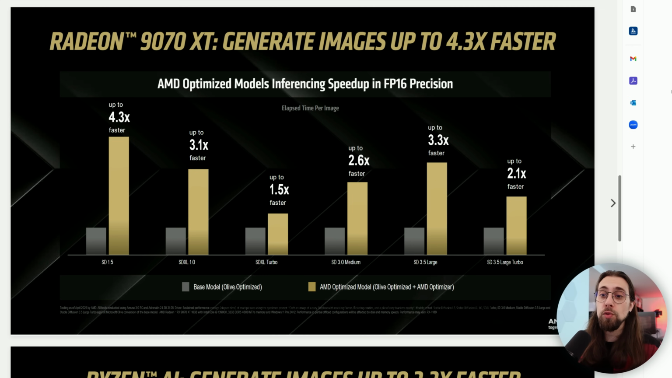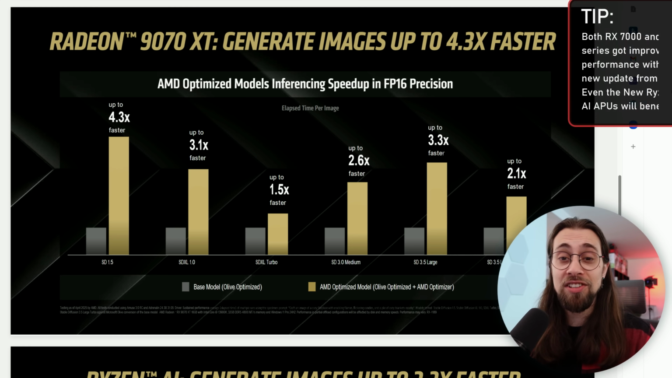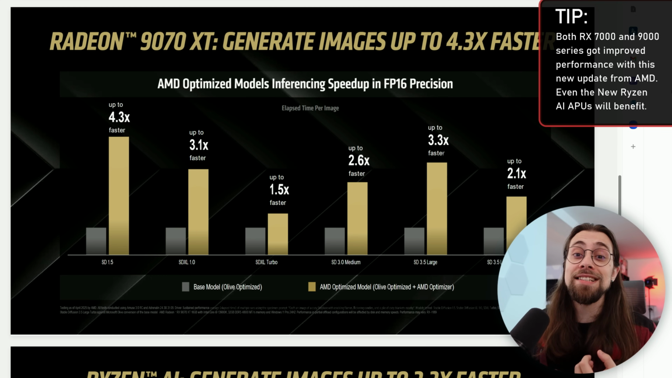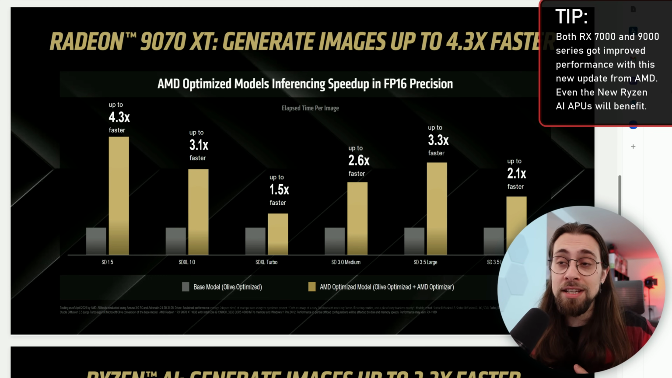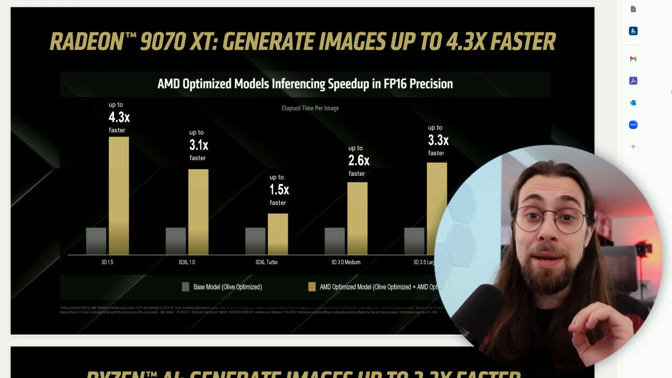For example, in Stable Diffusion 1.5 and Stable Diffusion XL 1.0, 3.1 times faster, up to 2.6 times faster in 3.0 medium and 3.5 large, which is also a way more demanding benchmark, we have up to 3.3 times performance. This isn't only for the 9070 XT and the 9070, this applies as well for the Radeon 7000 series, meaning that if you have even a 7600, 7800 XT, 7900 XT or 7900 XTX, those cards will also have huge performance increases when it comes to image generation.